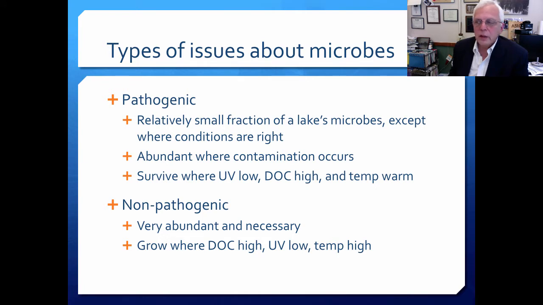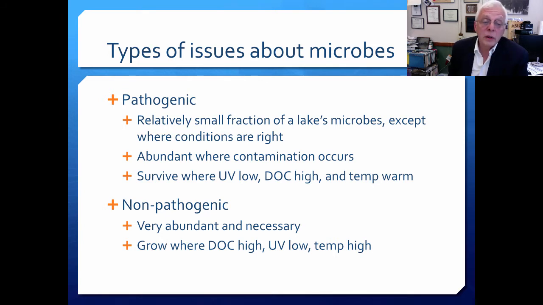First off, there are pathogenic and non-pathogenic organisms, and the non-pathogenic ones are, as I said before, very abundant and necessary, and they grow where dissolved organic carbon, DOC, is high, where ultraviolet is low, and temperature is high. They're often abundant in dark areas with lots of organic matter, and they're very important for the healthy functioning of aquatic systems.